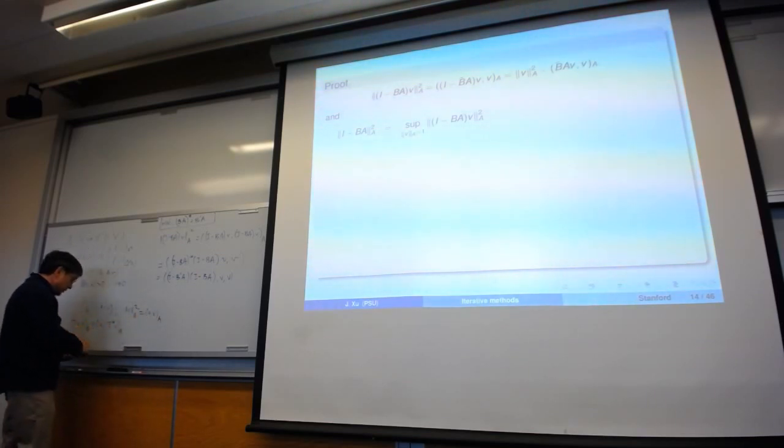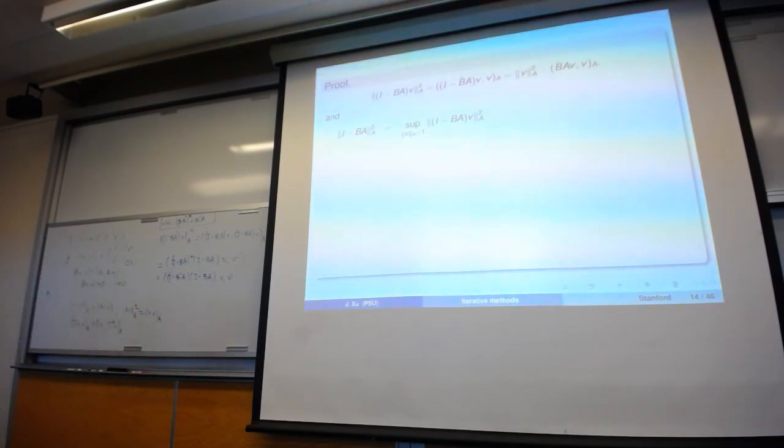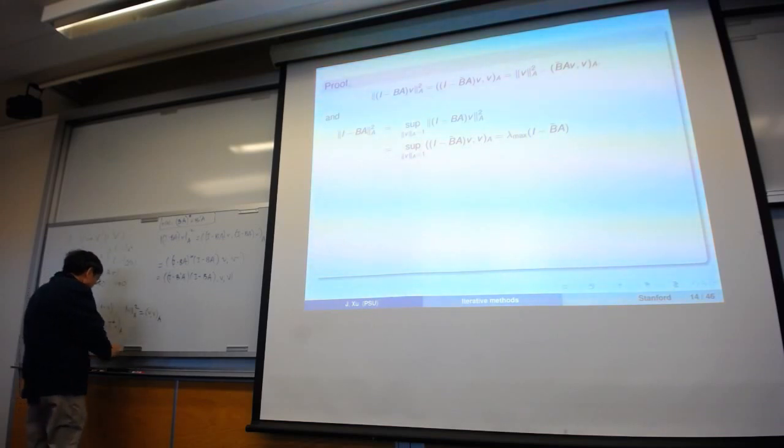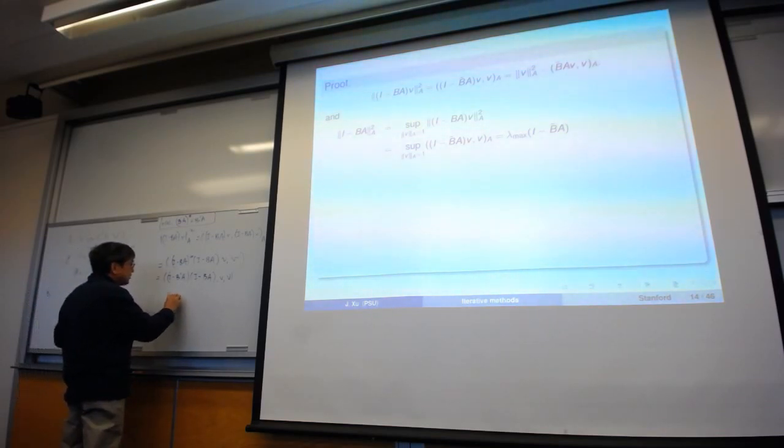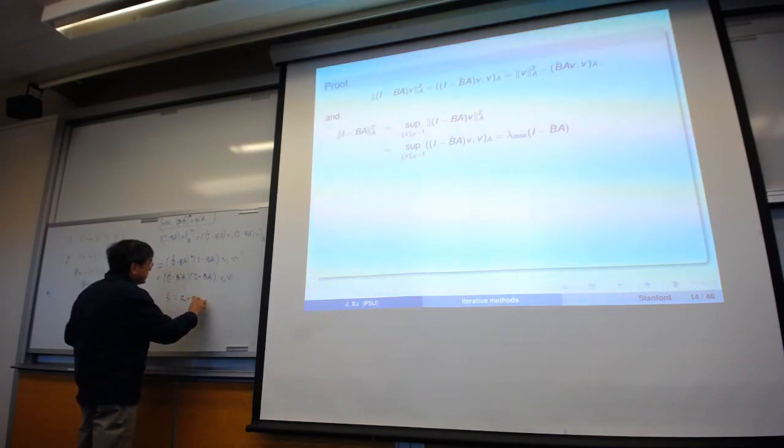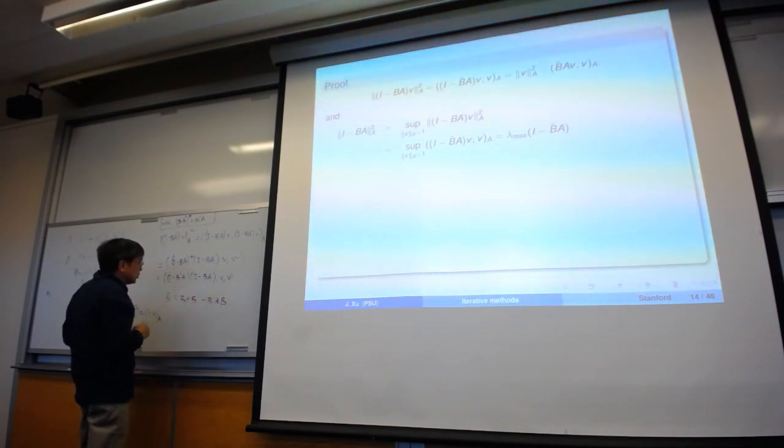So that's the definition of this A norm. By using these things here, that's equal to that guy, right? Because I just did it. I could skip that. So that would be the maximum eigenvalue of I minus B bar A. But let me tell you, this I minus B bar A is symmetric with respect to the A inner product, because B bar is symmetric. This B bar is actually equal to B plus B prime minus B prime A B, if you compute. Okay. This one is symmetric.